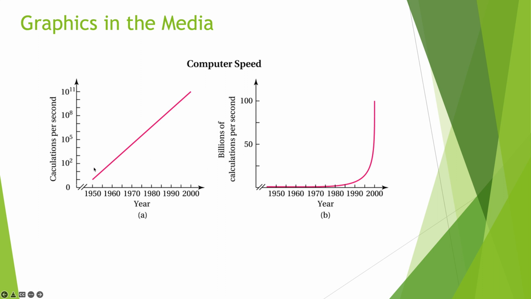So if you look at how much faster computers are getting in the graph on the left, it looks like they're increasing at a constant rate. They have a graph of a line. If you look at letter B, it's not so constant. It is skyrocketing because of the scale.